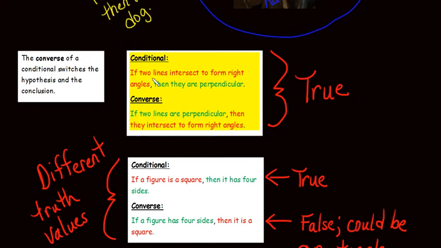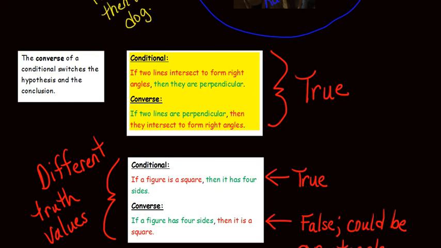Now, the converse of a conditional switches the hypothesis and the conclusion. So I've given you an example right here. The conditional is if 2 lines intersect to form right angles, then they are perpendicular. The converse, I'm going to switch it. If 2 lines are perpendicular, then they intersect to form right angles. And I wrote out beside here that both of these are true. The conditional is true and its converse is true.